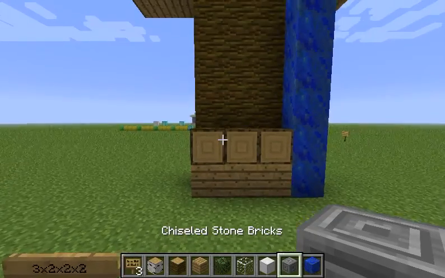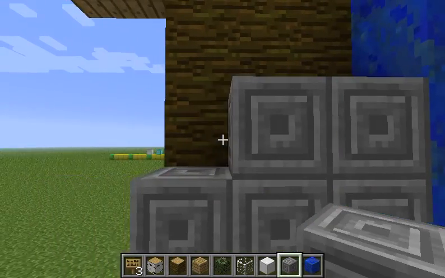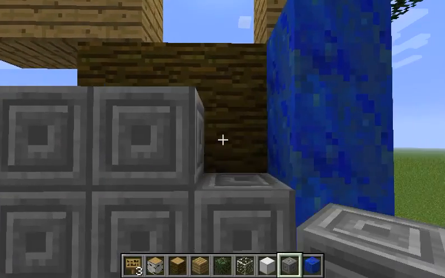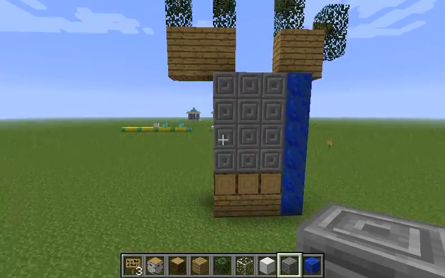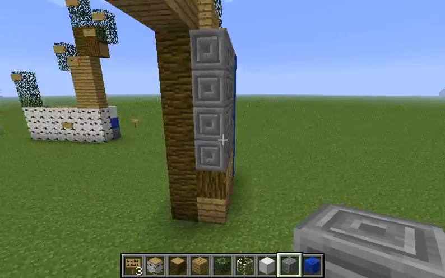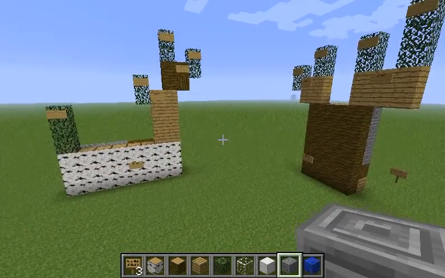So now I have to put in 12. 1, 2, 3, 4, 5, 6, 7, 8, 9, 10, 11, 12. And voila! It fits perfectly into 24. So that's the factor tree for us.